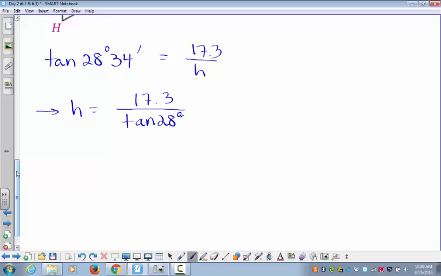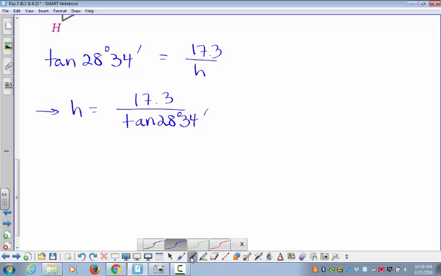And then here's where we type it into our calculator. The way I am going to type this in, I'm going to type in that trig function first. I'm going to type in tangent 28, go to the degree menu, grab degree, type in 34, go to the degree minute second, grab minutes. All right, so I've typed that tangent in. Now I'm going to hit the reciprocal key because it's in the denominator, equals, and then I'm going to multiply by 17.3. Put the trig function in first. That's what I am doing.